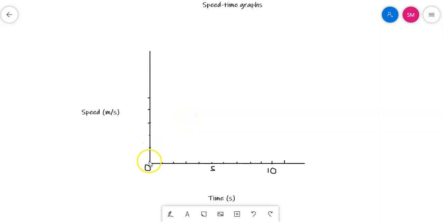We can be asked whether a line on the graph is showing constant speed, stationary, or acceleration for an object. We can be asked to calculate the acceleration of an object shown by the graph. And we can also be asked to calculate the distance traveled when we look at a graph like this.